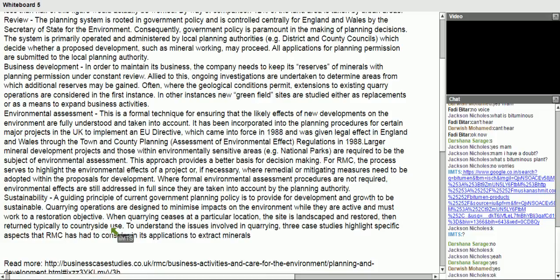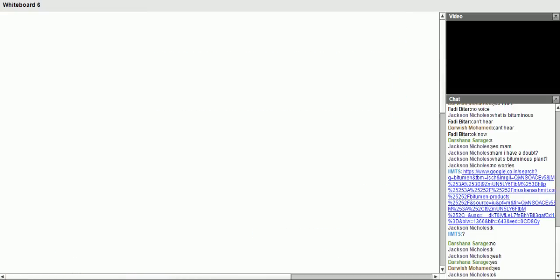To understand the issues involved in quarrying, 3 case studies highlight specific aspects that RMC has to consider in its application to extract minerals. Now, is this much clear? Shall we move to the next page?